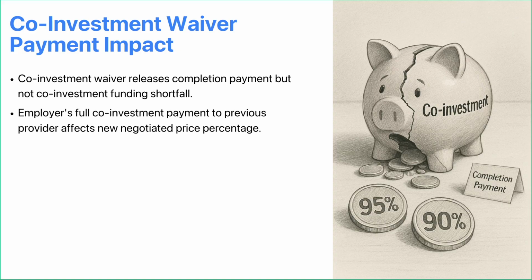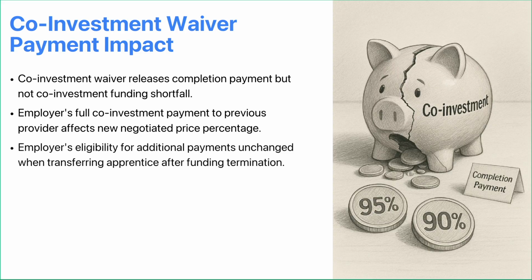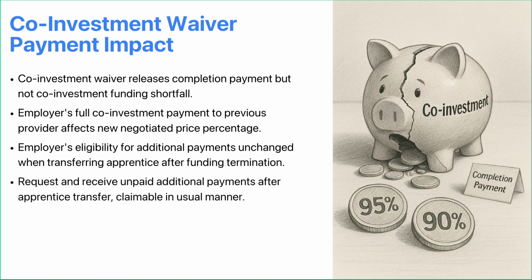If the employer has already paid the full co-investment amount to the previous provider, you'll only receive 90% to 95% of the new total negotiated price you agree with them, depending on whether the applicable co-investment rate was 10% or 5%. Finally, an employer's eligibility for additional payments remains the same when their provider's funding agreement is terminated and they transfer their apprentice to you. If any additional payments weren't earned by their previous provider, you can request and receive both the provider and employer payments once the apprentice has transferred to your organization, and you can claim these in the usual way.